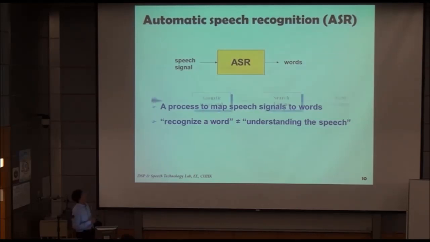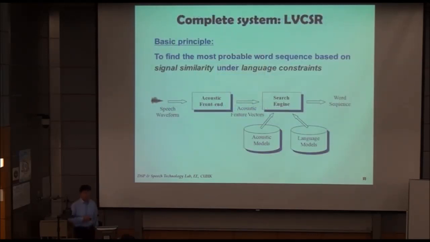Now, the basic principle of a complete speech recognition system that can handle a large vocabulary is a probabilistic process. The principle is to find or determine the most probable, the most likely sequence of words based on two pieces of information. One is the signal similarity, meaning that your input speech and some pre-stored example speech. That is the similarity at the signal level, and also some language constraints.